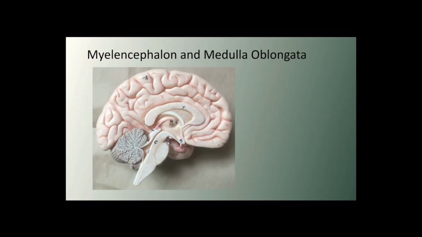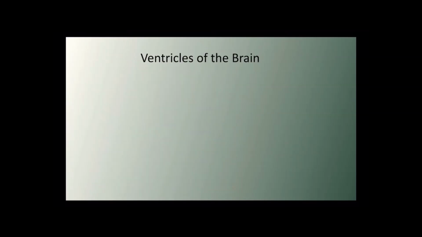Okay. And the other division of the rhombencephalon, remember rhombencephalon becomes myelencephalon as well. So myelencephalon and the medulla oblongata. Here we have the medulla oblongata. This is where we get cardiac control and respiratory control. Very important. The medulla oblongata.